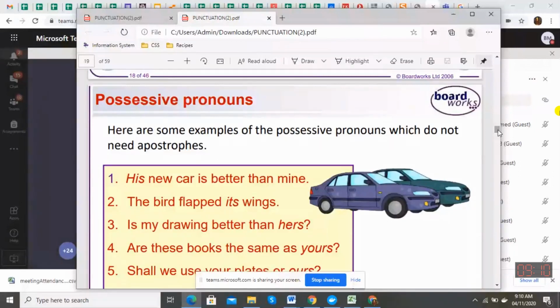Keep on writing. This Friday, when our punctuation unit is over, there will be one document of your punctuation practice. Okay, ma'am.